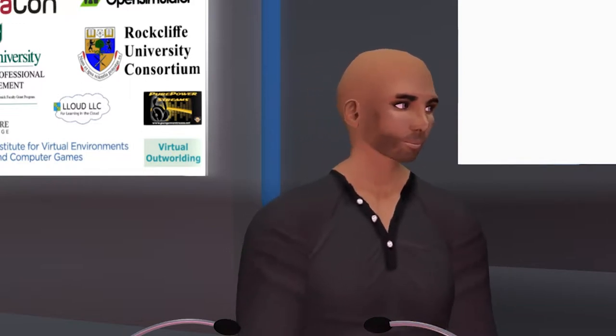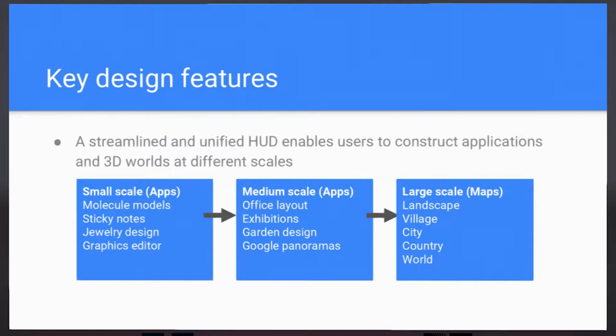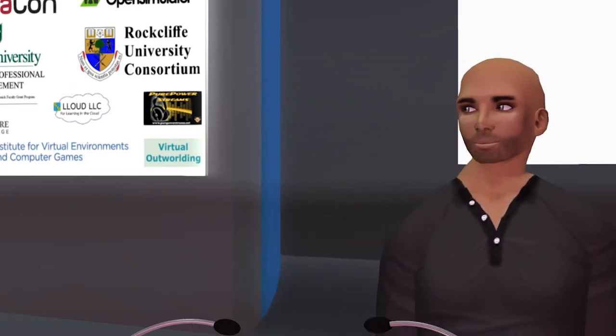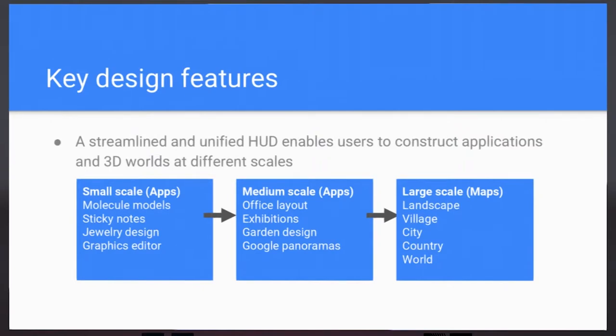Our content creation platform allows casual users to create at various scales: small, medium, and large. For small scale applications, you can create, for example, molecular models, sticky notes, jewelry redesign, and graphic editors. Medium scale would describe office layouts, exhibitions, garden design, and Google panoramas, because we have integrated Google panoramas into our application. I presented that at the last OSCC. We can also use the same application for creating very large scale worlds.